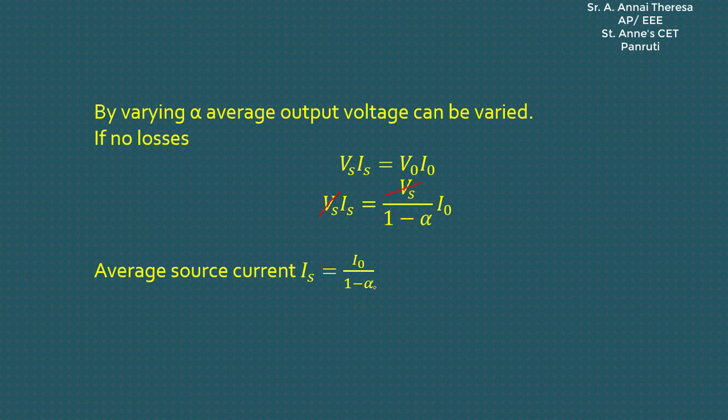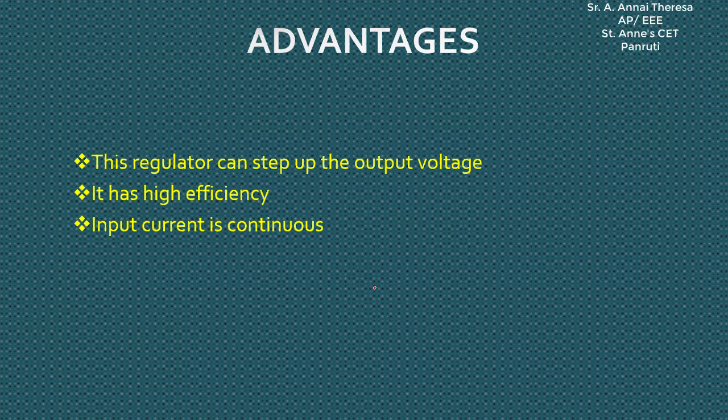Now we can see the advantages. We can boost up the voltage. The output voltage can be boosted up by using this boost converter. Then its efficiency is high, and also the input current is continuous.